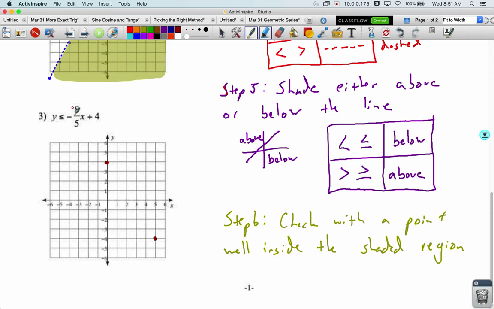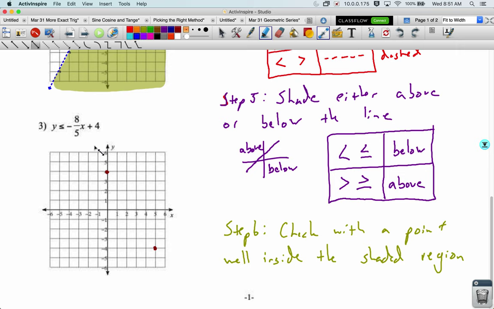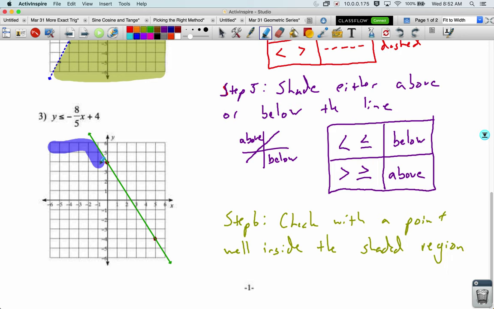Next, I pick solid or dashed. I look at this. Yep, this one needs a solid line. So let me go get a solid line to connect these 2 points. And then which side do I shade? I look at that inequality again. I'm going to shade below on this one, which is this side over here.